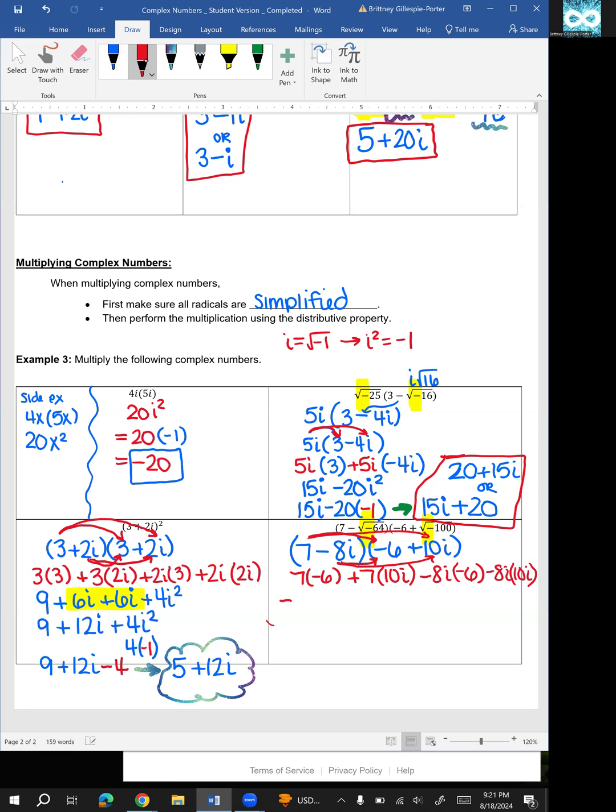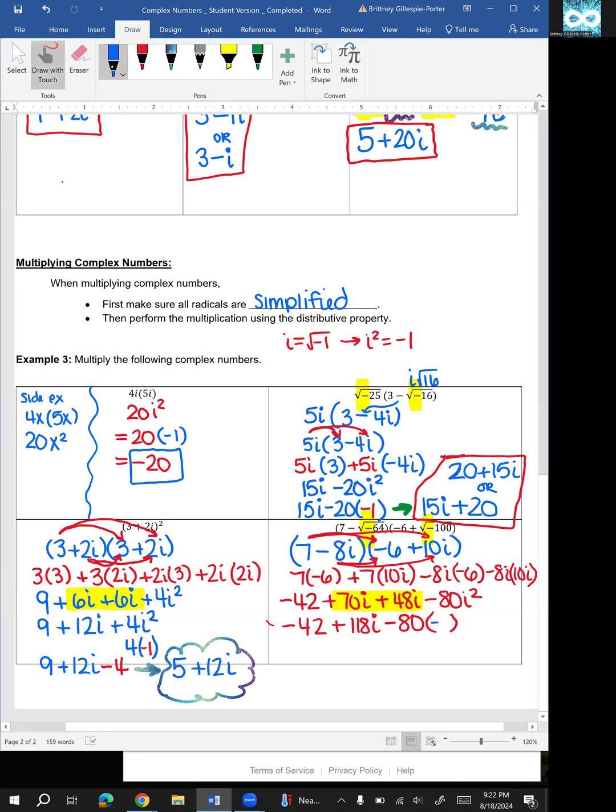7 times -6 gets us a -42. 7 times 10i gets us 70i. When you take -8 times -6, we wind up with a positive, so I'm going to write plus 48i. And -8 times 10 gets us a -80, and then we'll have an i squared. Let's go ahead and combine our like terms there in the middle. So our -42 comes down, 70 plus 48 gets us 118i. And we're going to have minus 80 instead of i squared. We're going to put in a, you guessed it, -1.